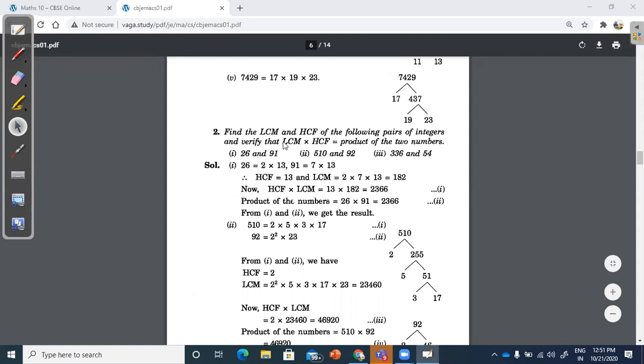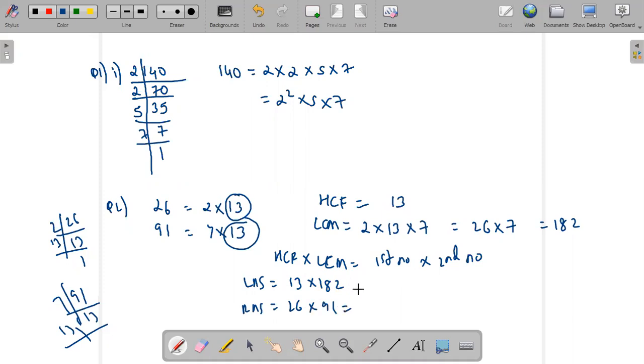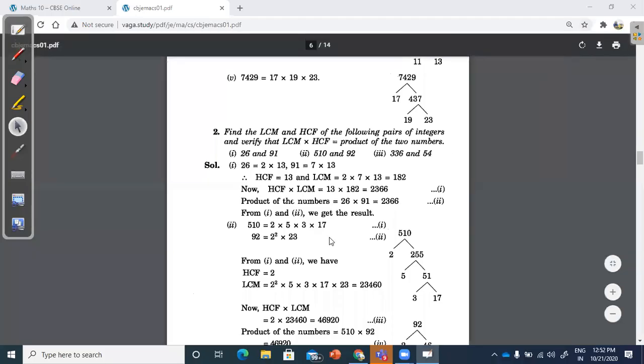Now comes the next part. You have to verify this. Verification formula, very important: HCF into LCM is equal to the product of the 2 numbers. LCM into HCF is the product of 2 numbers. So if I multiply the HCF and LCM, that should be equal to the product of these 2 numbers. If I am getting these 2 equal, then I can say what I have done is correct. So HCF into LCM, 13 multiplied by 182, and RHS is the product of 26 into 91. Both of them should be exactly equal. So when I multiply these two, what are you going to get?